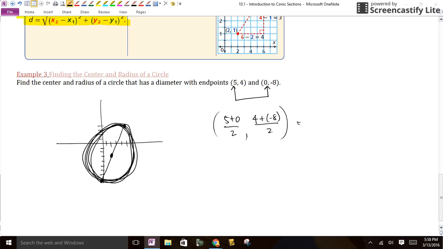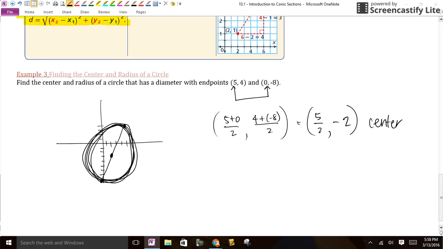Now we should clean it up because no one ever likes that. 5 over 2 doesn't reduce, so I'm going to leave it as 5 over 2. And -4 over 2 does reduce. That's -2. So it's 2.5 comma -2, not 2, -3 like I thought. There's your midpoint or your center.